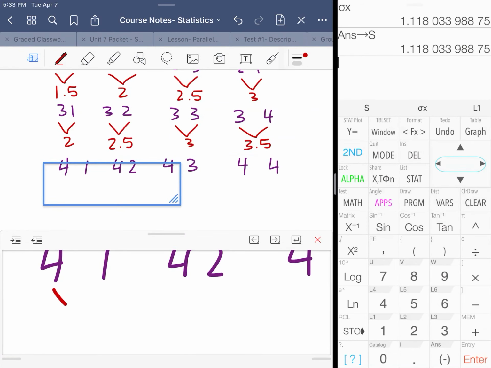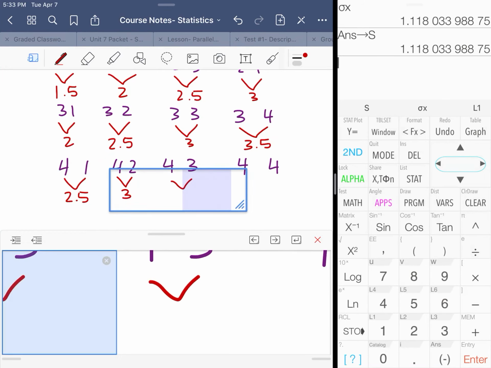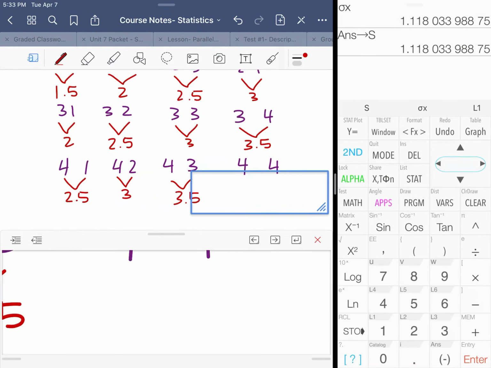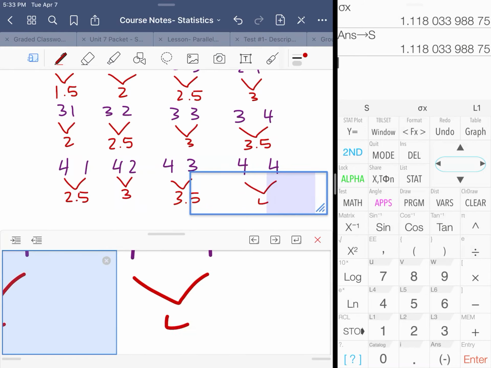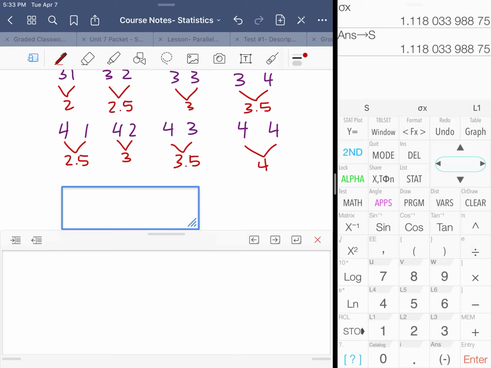All right, so continuing on, 4 plus 1 is 5, divided by 2 is 2.5. 4 plus 2 is 6, divided by 2 is 3, 3.5, and finally 4. All right, so each one of the red values is a mean. All right, so my list of means.